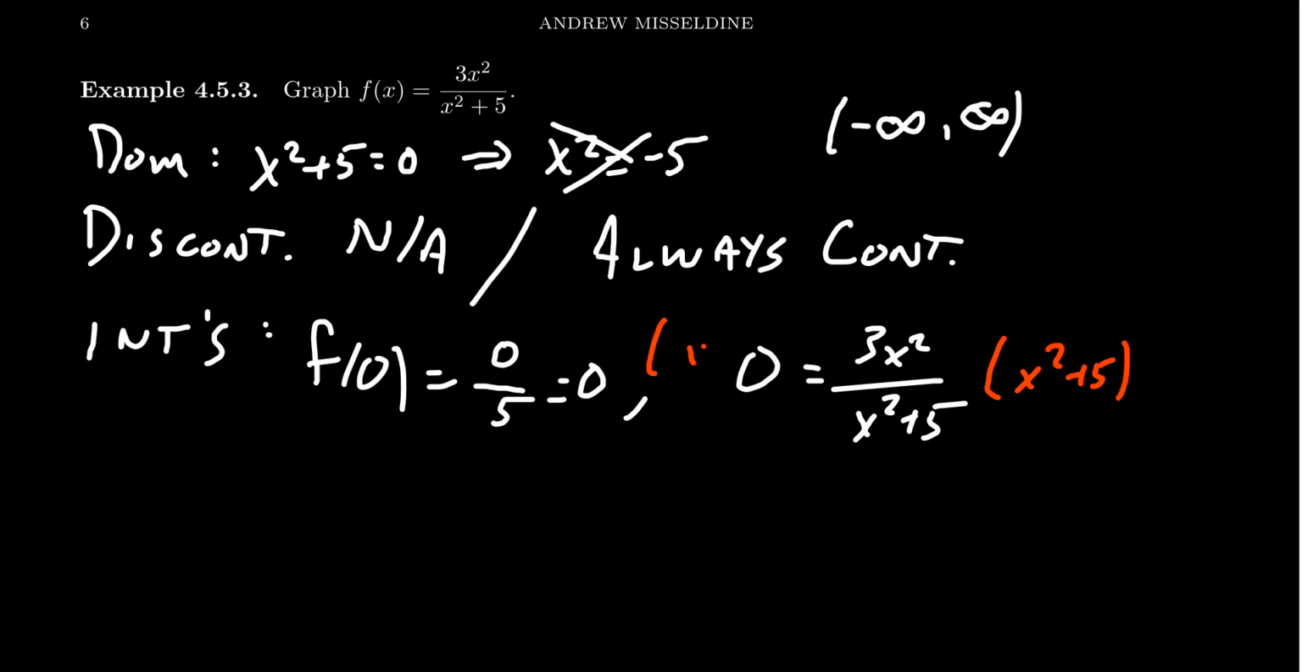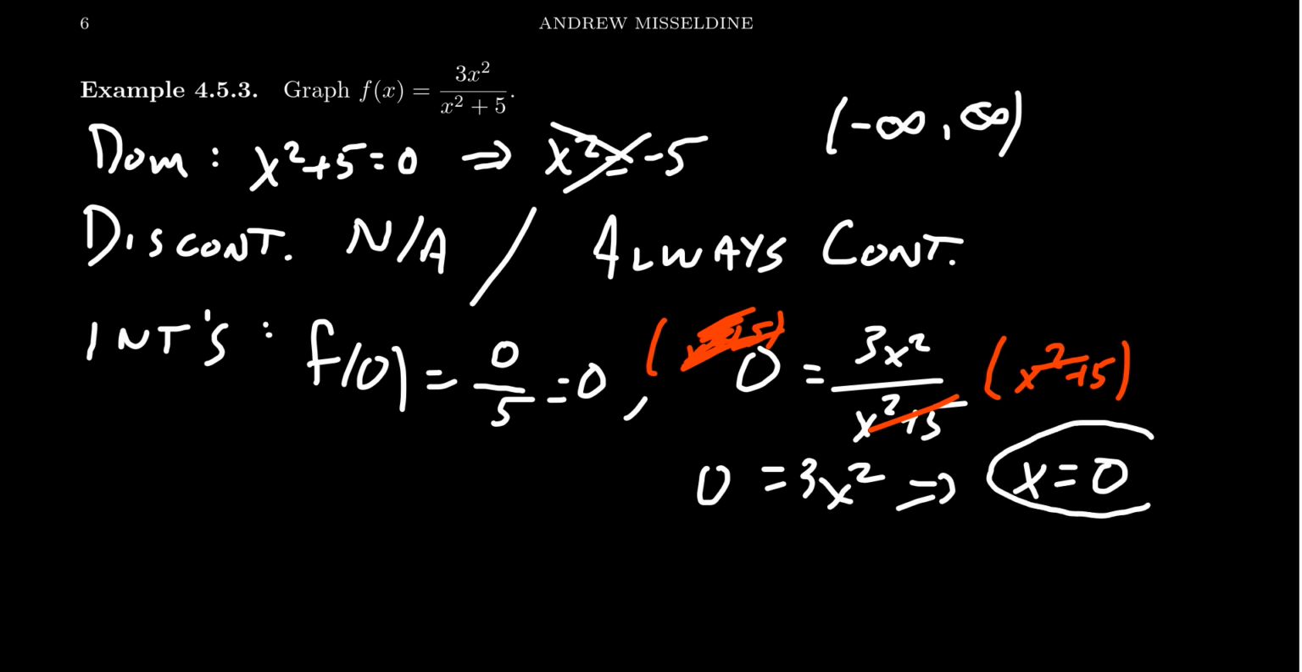x squared plus 5. Well, of course, if you times anything by 0, that'll just be 0. And on the right-hand side, they cancel. So we end up with just 0 equals 3x squared, which will imply, because you can divide by 3, take the square root, that x equals 0 itself. So this is our x-intercept. It was also a y-intercept. So this function is going to go through the origin.